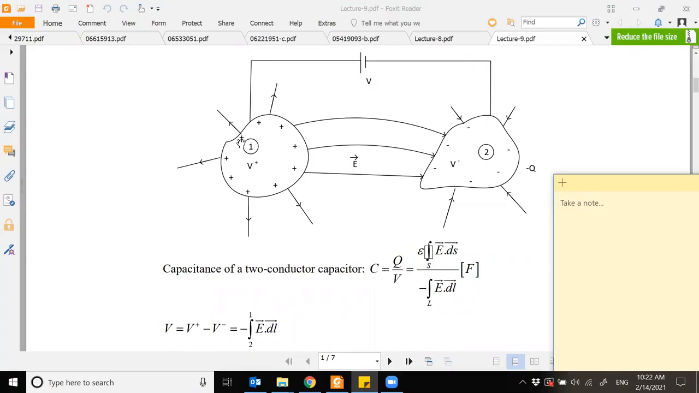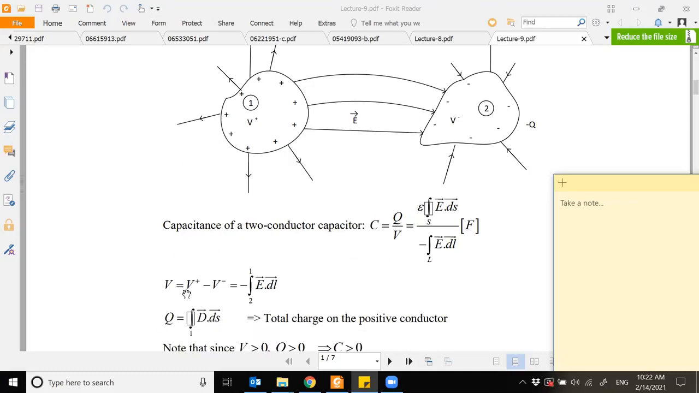Okay. And I'm saying this as 1. And if I'm saying this as 2, then the potential difference is V plus minus V minus. This we have seen is minus integral from lower potential to higher potential. So lower potential is the negative, so it is from 2 to higher potential 1, E bar dot dl. So dl can be the length. So you can select any length between these two. So that is the potential difference.